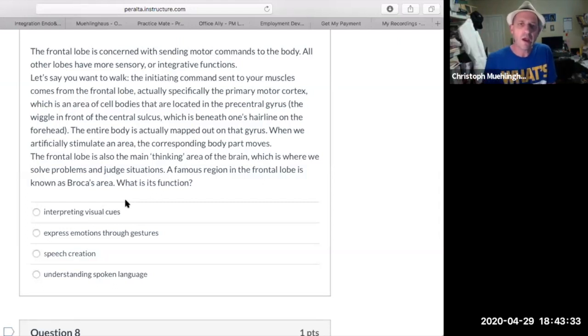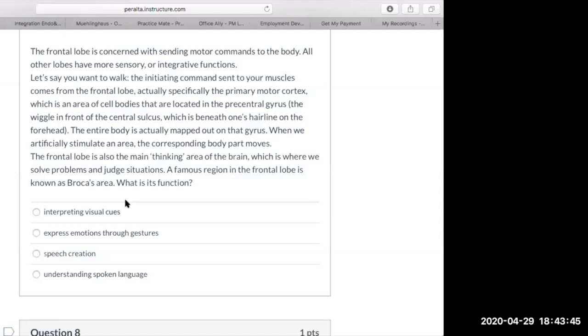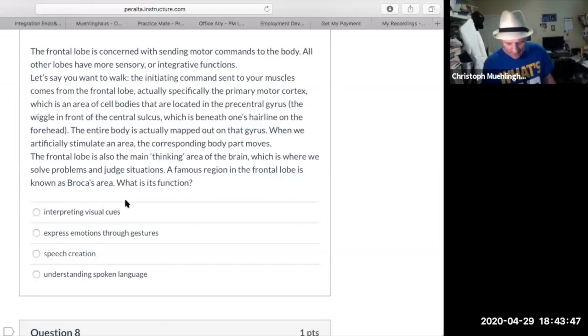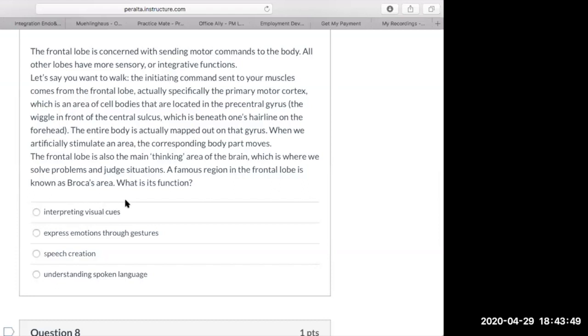The frontal lobe is also where we think, the main thinking area of the brain, which is where we solve problems and judge situations. A famous region in the frontal lobe is known as Broca's area. What is its function? Understanding spoken language. Wait, say it again, Ebony. Understanding spoken language. Perfect.